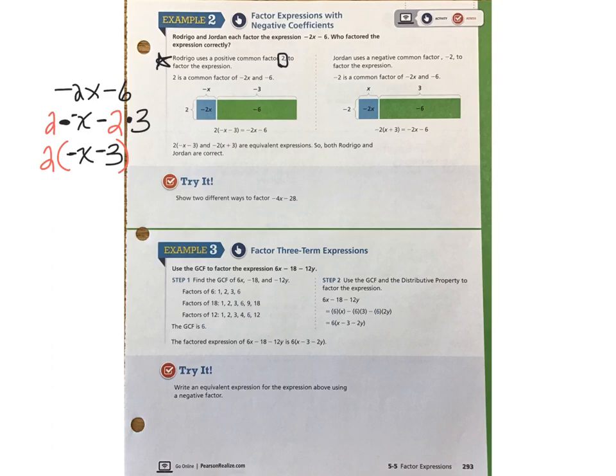Okay, and you can see that over here if you take a look at Rodrigo's area model. Here is his positive 2 factor, and then here are the remaining factors that would go inside those parentheses. So when Rodrigo factors a 2 out in front, he gets 2 times negative x minus 3. Now, if you apply your distributive property back to that expression, you do get negative 2x minus 6, which is what he started with. Now let's go over and take a look and see what Jordan did.